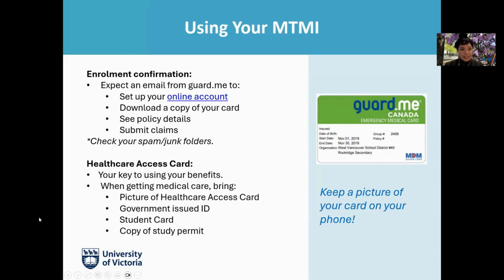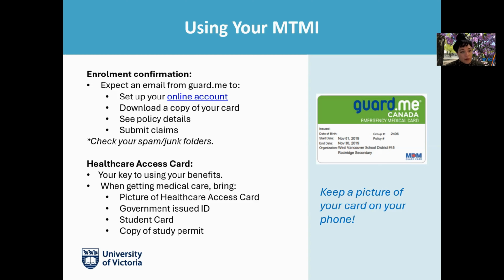So something that's really critical for us to go through is how do you actually use your MTMI health insurance plan? So first off, you need to ensure that you are set up on the account. So you will be enrolled in the plan, and you should expect an email from GuardMe that confirms your enrollment. For many students, you would have received this last week as long as you're registered in classes. If you are still getting organized, you might receive it in the next few days. Certainly, you should receive a confirmation of enrollment before you start your studies.